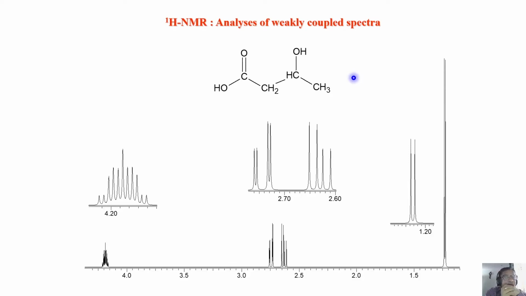Now, you look at this spectrum of this molecule. It is a proton spectrum. If you look at it, how many groups are there here? There is CH3, CH, OH, CH2 and OH. So 1, 2, 3, 4, 5 different groups are there. There are 5 groups of protons available in this spectrum.